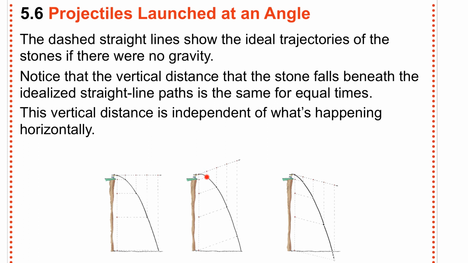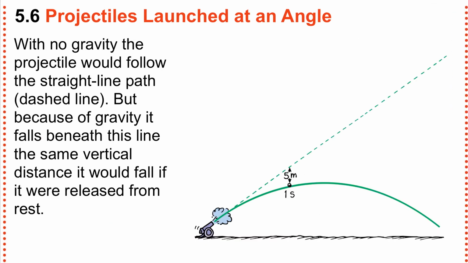So after 1 second, it drops 5. After 2 seconds, it drops 20, etc. So the same amount of drop each second, no matter which direction you throw it at. So with no gravity, the projectile would go straight, okay? But since there is gravity, in 1 second, 1 times 1 is 1, times 5 is 5. It drops 5 meters in the first second. It's going to drop 20 meters in the second second. Always. It's always going to drop the same amount.